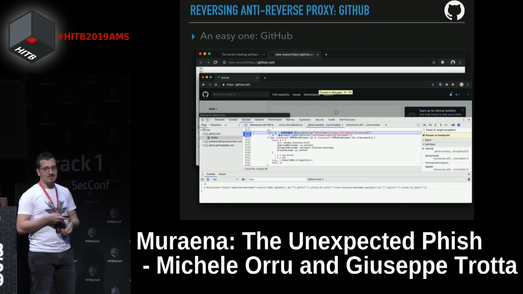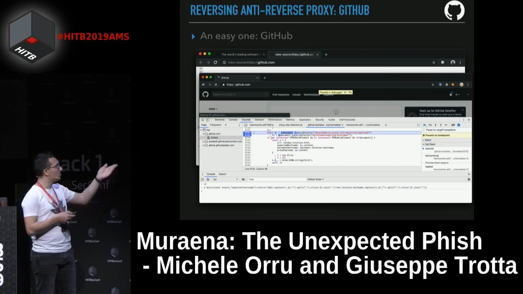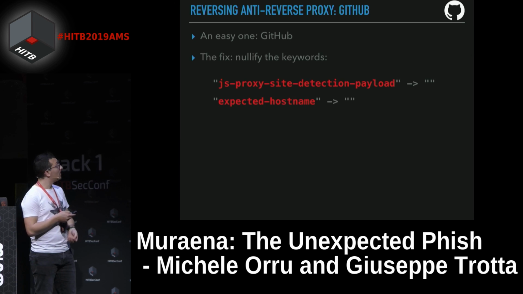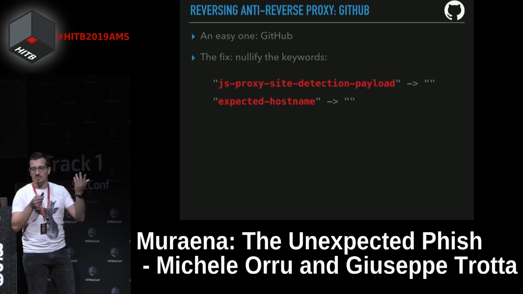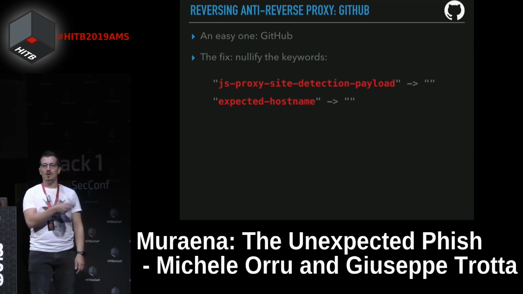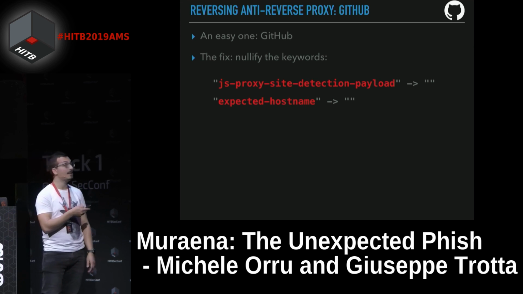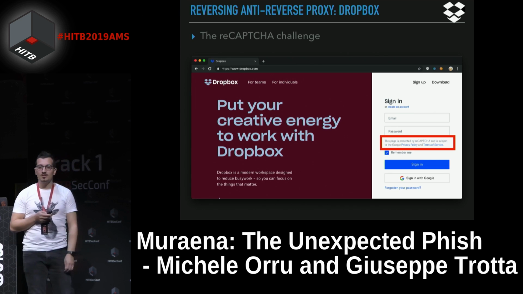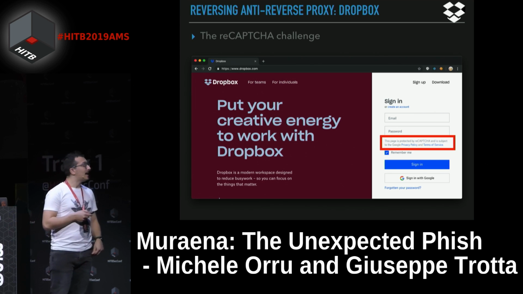Basically, the bypass is quite trivial because this condition needs just a false statement to not be executed. So, for example, we can just translate this JS proxy site detection payload to nothing or something else, expected hostname to nothing or something else, and then you bypass this measure, for example, in GitHub.